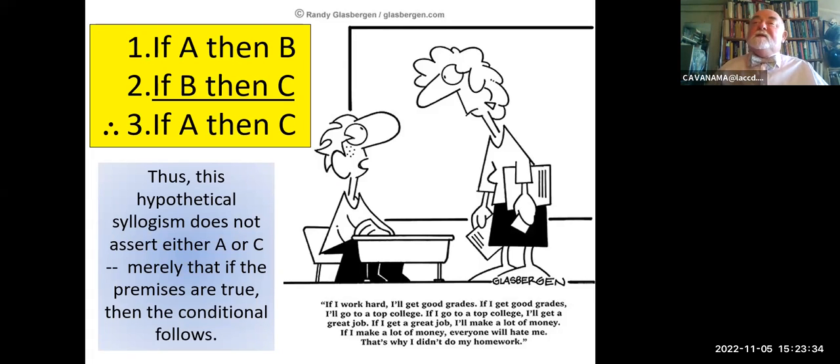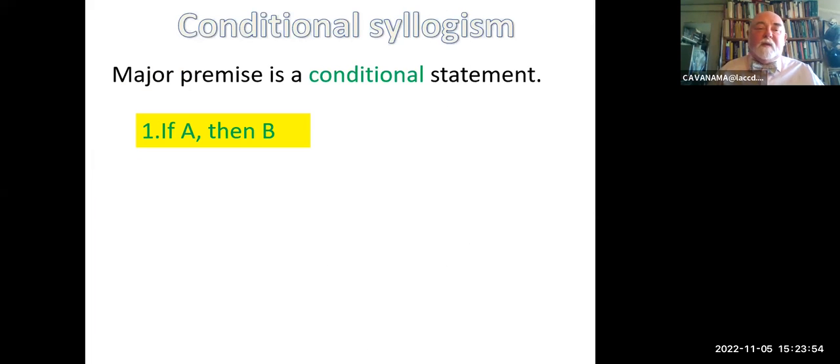Hypothetical syllogism doesn't assert that A is the case, or B is the case, or C is the case. It merely says that if the premises are true, then this condition follows. So it's kind of weird, and the conclusion doesn't state a fact, but it is related to the conditional in this way. We're going to just confine ourselves to the simple conditional, because that is going to show us how we can sort out valid from invalid.